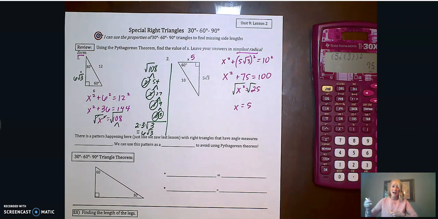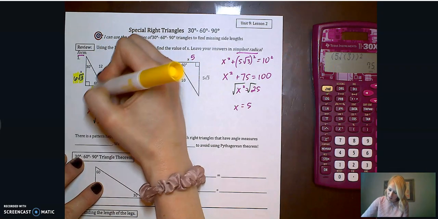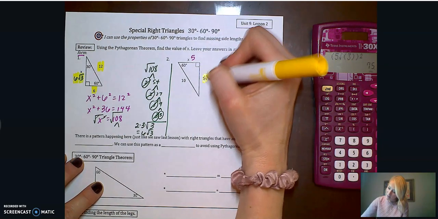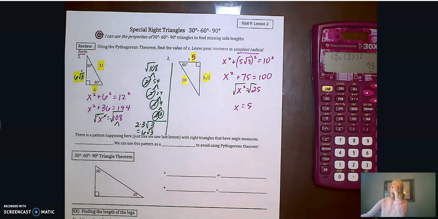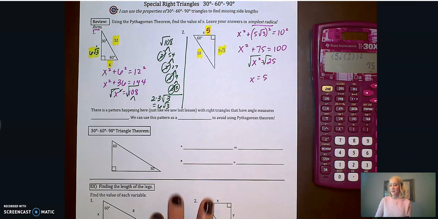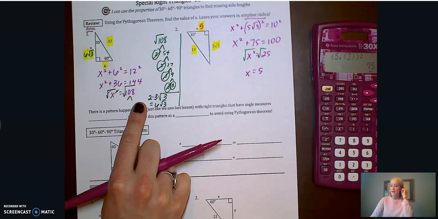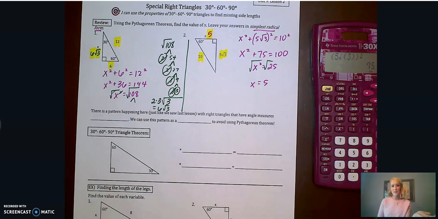All right, I'm going to go ahead and highlight the side lengths so we can notice the pattern just like we did last time. So 6 radical 3, 6, and 12. 5 radical 3, 5, and 10. All right, so check it out. Like I said, there's another pattern happening here, guys. That can be a lot of work, especially if you have to do a big factor tree like that. That can be a lot of work to do Pythagorean theorem. So let's pick up a shortcut, make our lives easier.